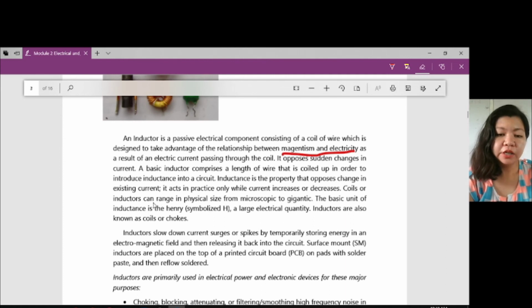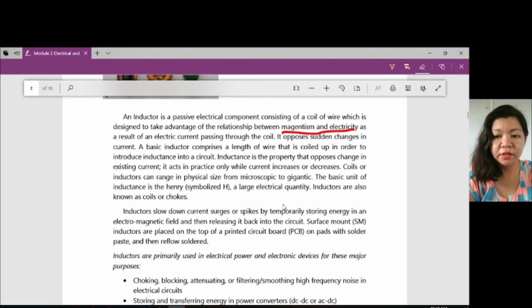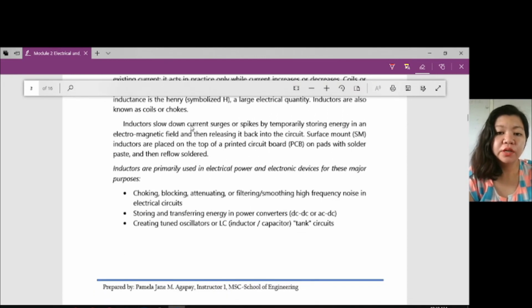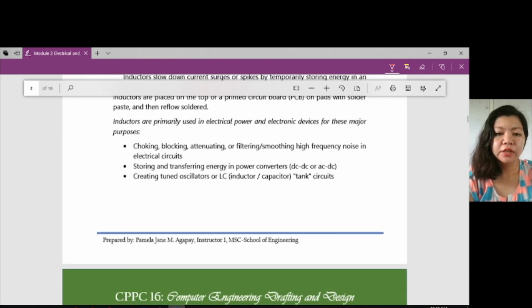So coils in the inductor can range in physical size from microscopic to gigantic. So the basic unit of inductance is the Henry. It slows down the current surges. So siya yung nagmamanage dun sa current na pumapasok dun sa ating circuit. So it temporarily stores energy in an electromagnetic field and releases it back into the circuit.